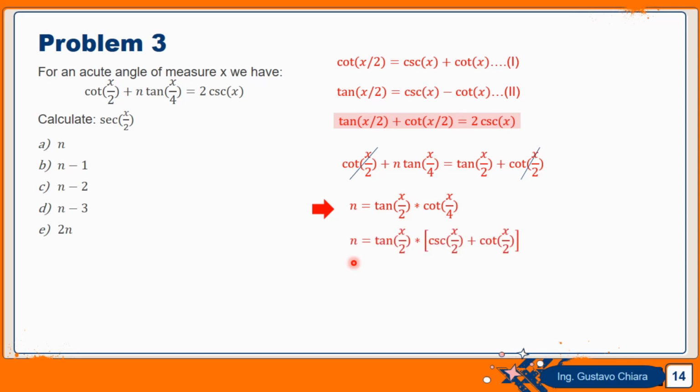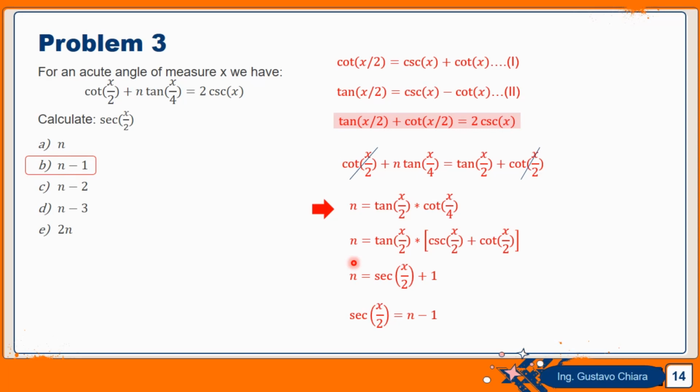And well, using expression number 1, we can replace that cotangent of x divided by 4 is equal to cosecant of x divided by 2 plus cotangent of x divided by 2. Well, reducing this expression, we get that the letter n is equal to secant of x divided by 2 plus 1. And finally, the answer for secant of x divided by 2 is n minus 1. Well, and the solution of the problem is the letter B.